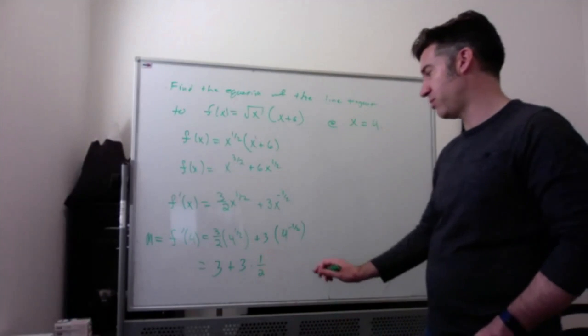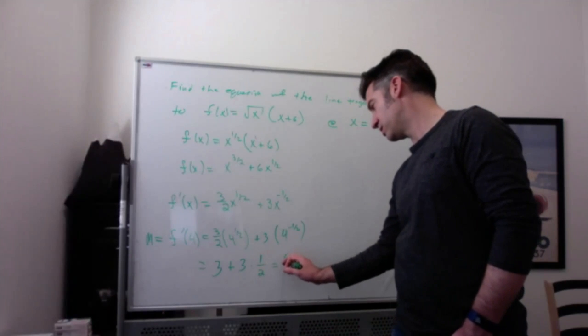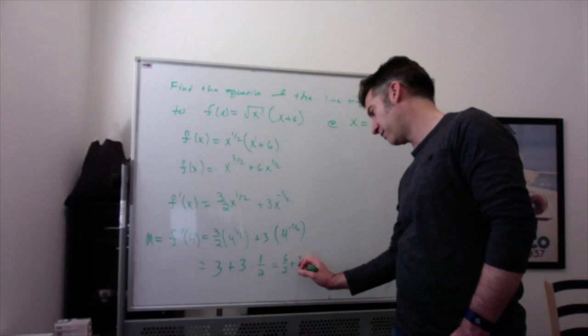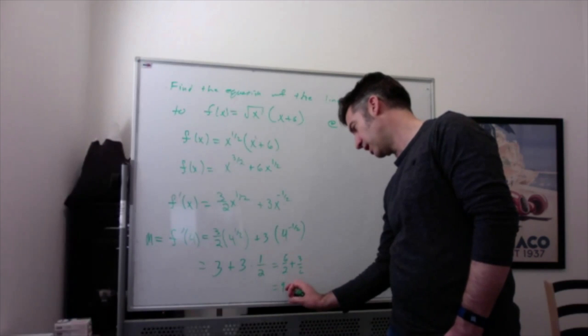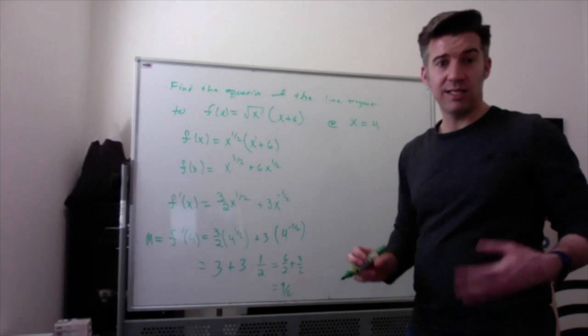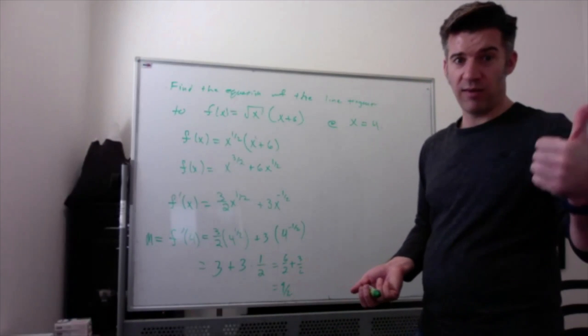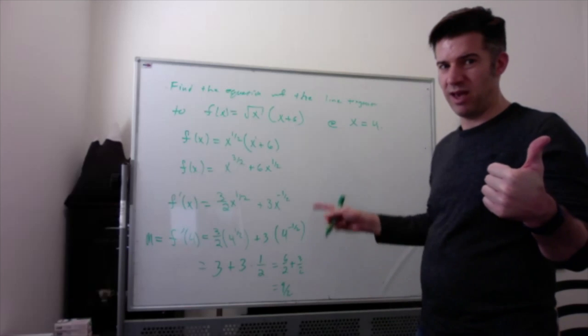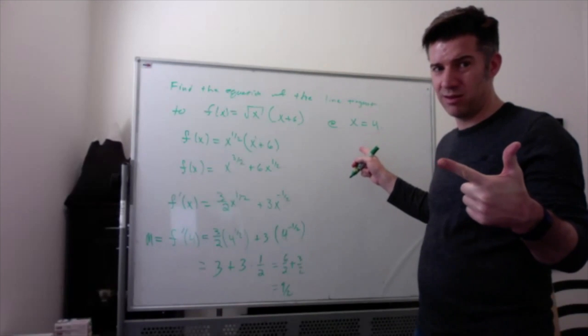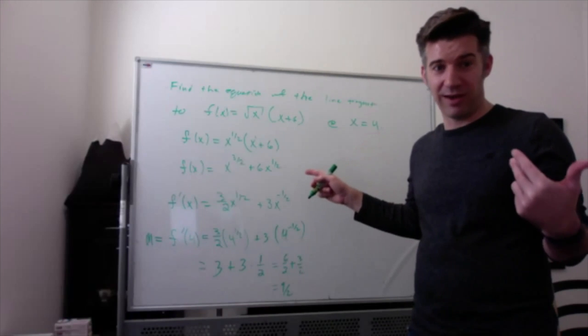So I get 3 plus 3/2, which is 6/2 plus 3/2, which is 9/2. So that's the slope of the tangent line here. We have a slope. We have half a point. To have a whole point, we need the y coordinate as well.